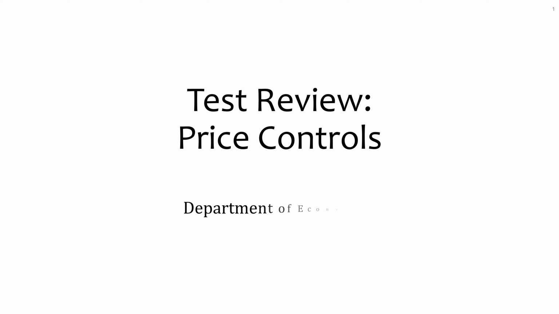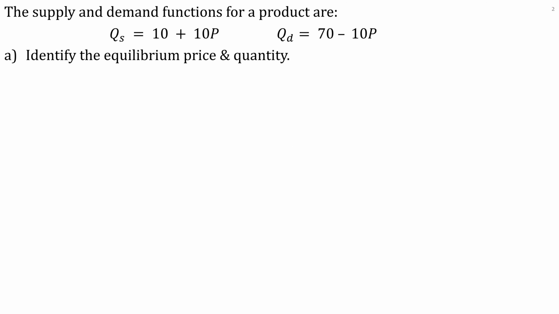Let's practice some questions on price controls. We're given the supply and demand functions for a product and we have to find the equilibrium price and quantity. Notice that this S and D sometimes are a subscript, sometimes superscript, lowercase, uppercase, it's the same thing. Either way, you set the two equations equal to each other and then you have to isolate for P.